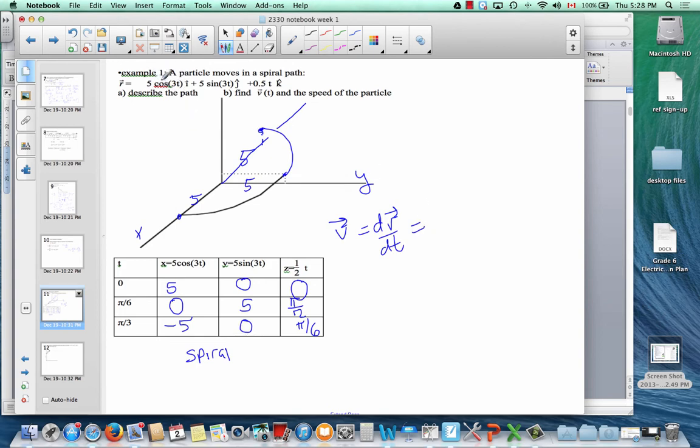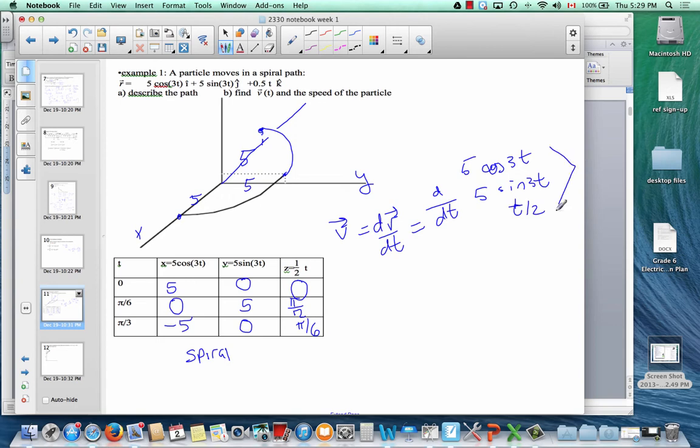So we just differentiate this to get the x velocity. So we've got to differentiate cos 3t. Well, maybe I'll write that out. So it's the d/dt of, well, I can do it this way, 5 cos 3t, 5 sine 3t, and then a half t.